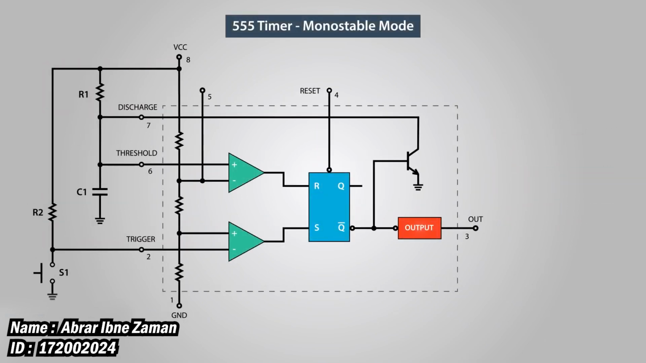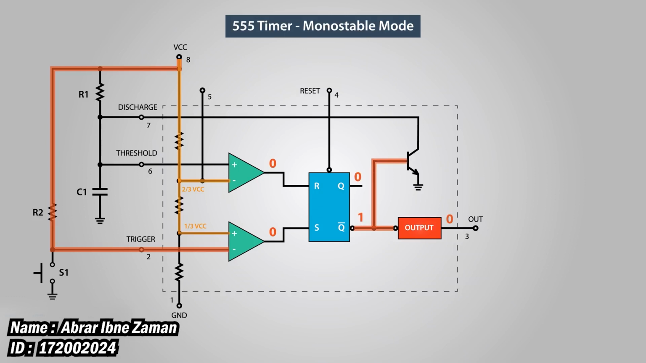Next, let's see how the 555 timer works in monostable mode. Here is an example circuit. The trigger input is held high by connecting it to VCC through a resistor. That means the trigger comparator will output 0 to the S input of the flip-flop. On the other hand, the threshold pin is low, and that makes the threshold comparator output 0 as well.